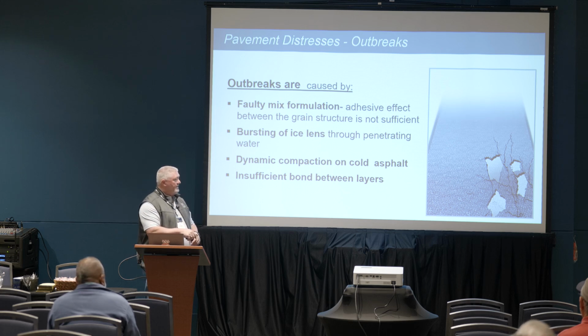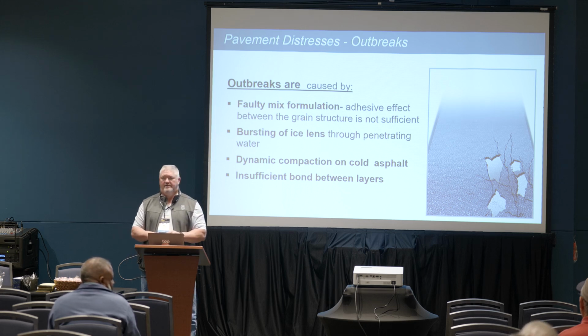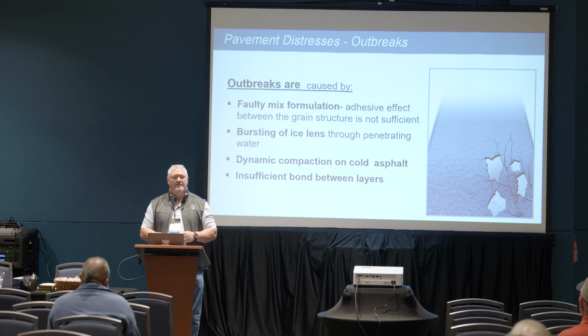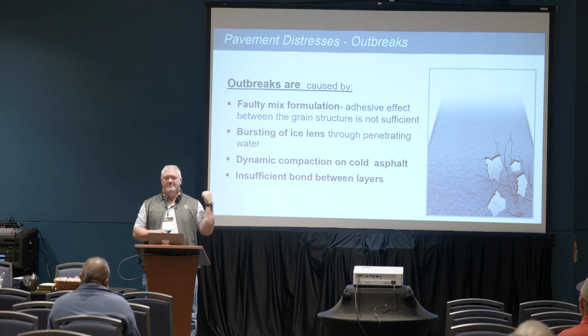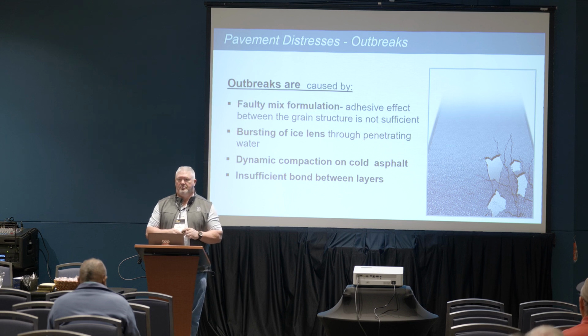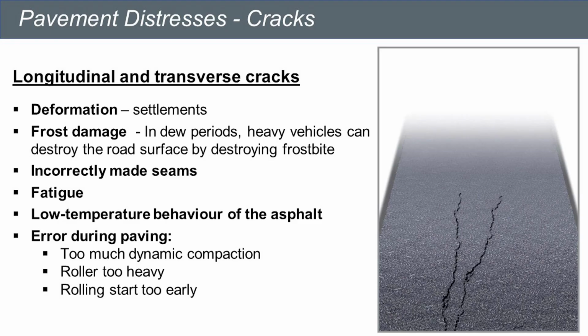Insufficient bond between layers. How many have seen cornrows for tack coats? Yeah, everybody thinks that's a great idea. That's the worst thing you can do. That helps promote this. Tack coat needs to be a nice even sheen across that material we're putting over top of it. Longitudinal transverse cracks could be the beginning of a settlement.